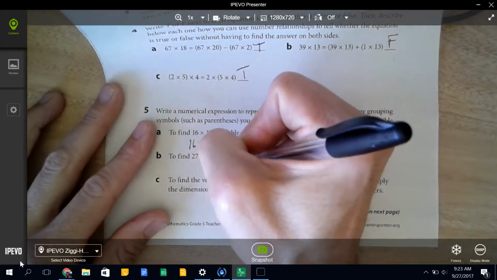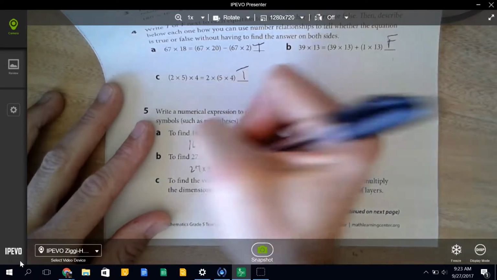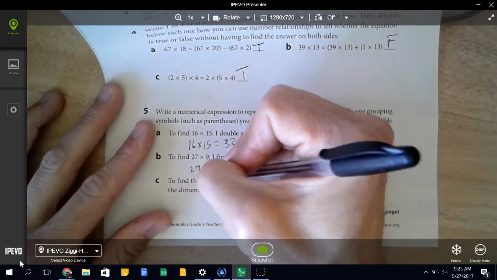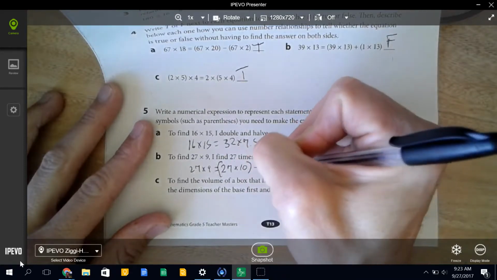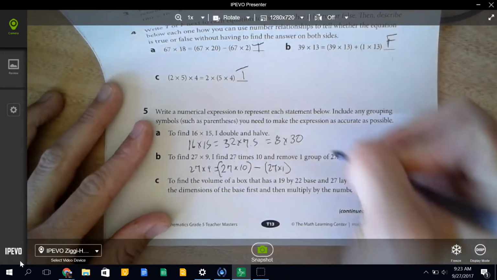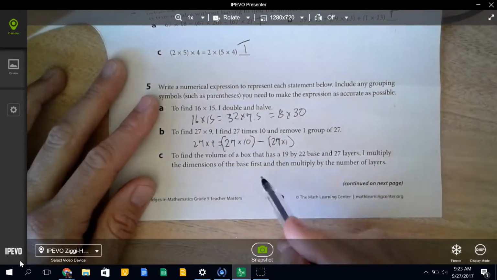So it's saying 27 times 10. So here, 27 times 9 is the same thing as 27 times 10 with my parentheses minus 27 times 1. So I don't have to do anything. I don't have to do any calculations. Same thing down here. People were calculating.